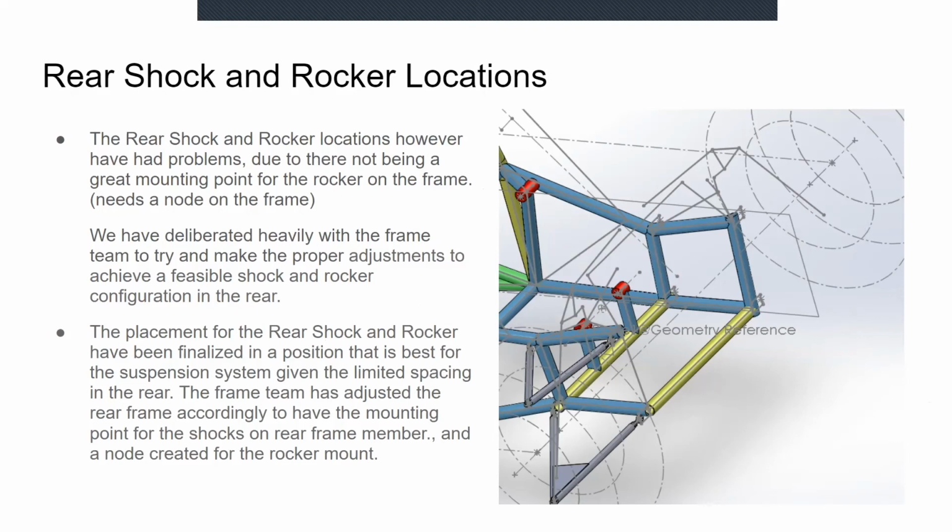The rear configuration had some problems due to there not being a node in the rear for the rocker mount and the desired mounting frame member for the shock being out of plane. We deliberated heavily with the frame team to make the proper adjustments to achieve a feasible configuration while conforming to the standards in the Formula SAE rules.